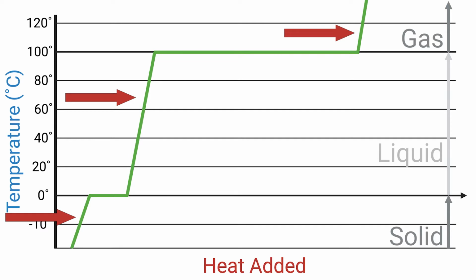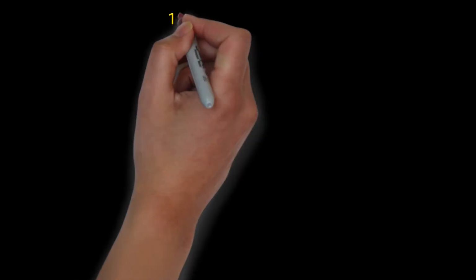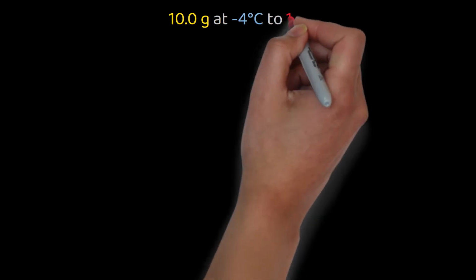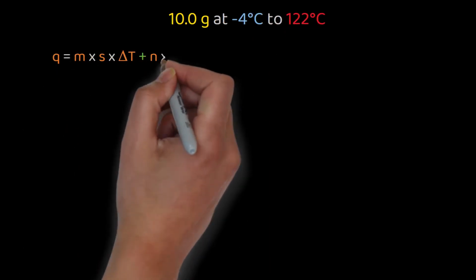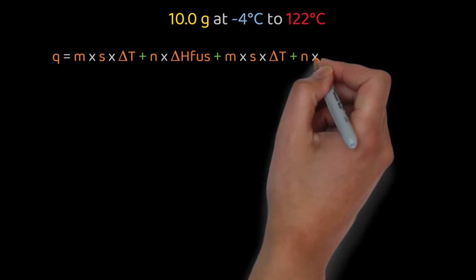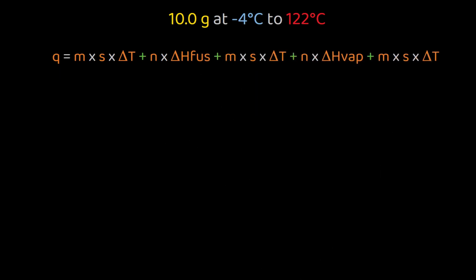We will need to add the amount of heat required to raise the temperature, as well as the heat needed to induce a phase change. We will assume that all this happens at constant atmospheric pressure. We can visualize the final equation for this calculation by simply summing up all the heats of different parts of the graph. From -4 degrees to 0 degrees, we use the change of temperature equation.